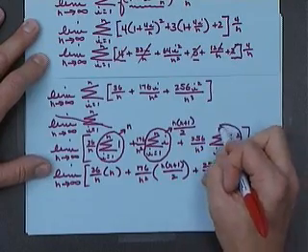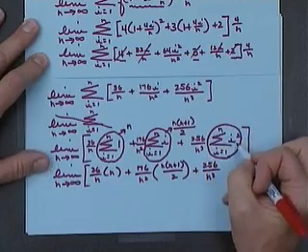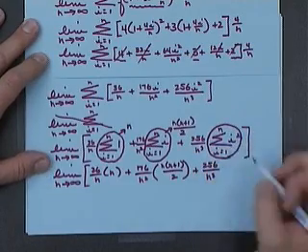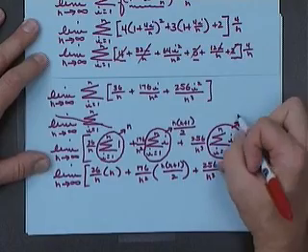And what is the sum of the first n consecutive integers squared?